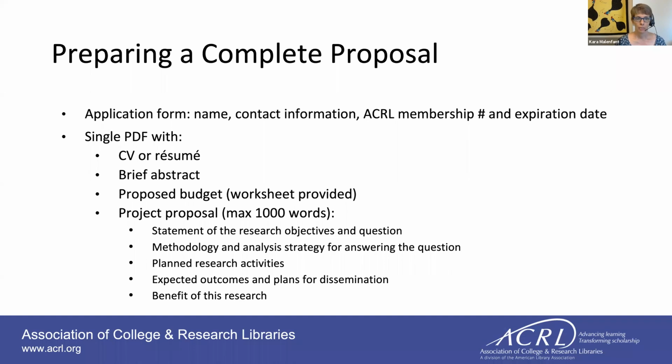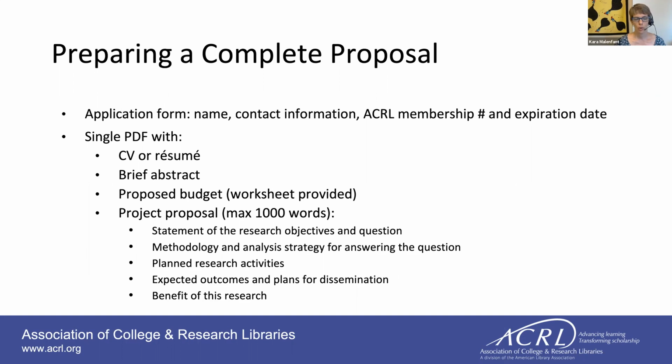So to prepare a complete proposal, you'll need to go online to our website. The application form itself is online. You can find a PDF preview so you know all the questions on the form, but basically it's your name, your contact information, who your collaborators are, and then what's the membership number of the person who is an ACRL member and when do they expire. And then you'll upload a single PDF, and that will have the lead researcher's CV or resume, a brief abstract of your research proposal, the budget, and we have a worksheet listed on our website as well, so you can see what we're asking for in terms of detail.